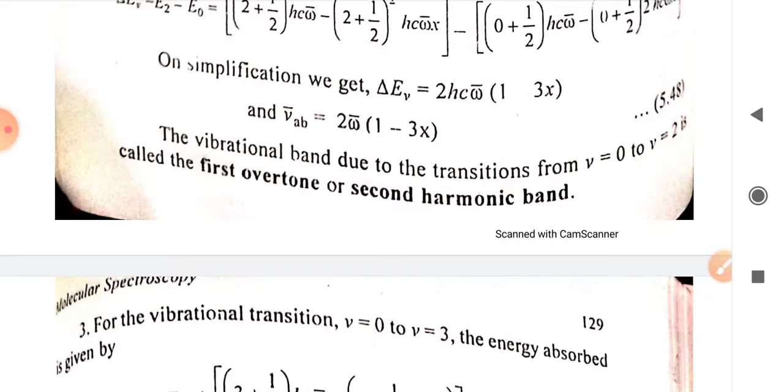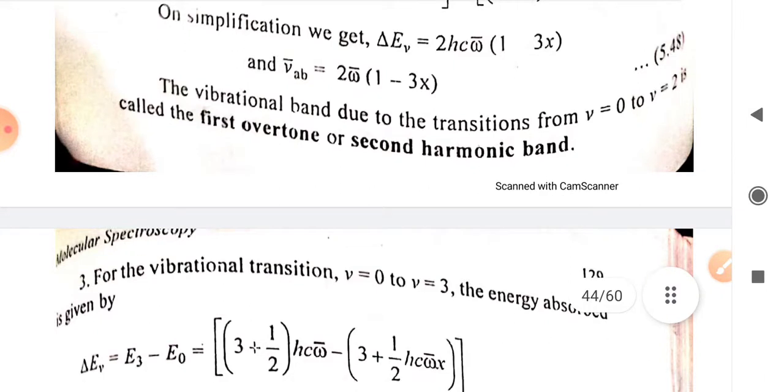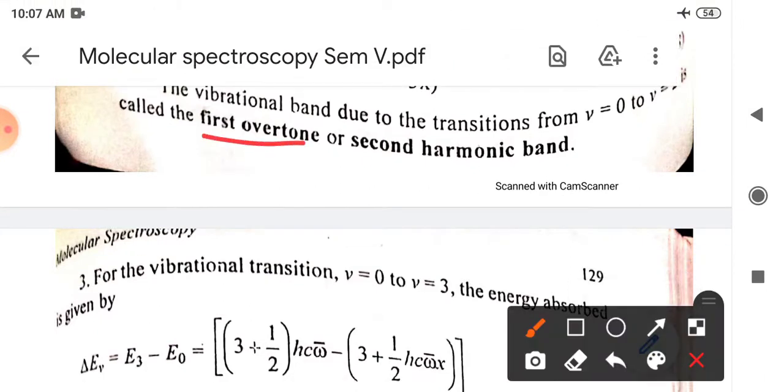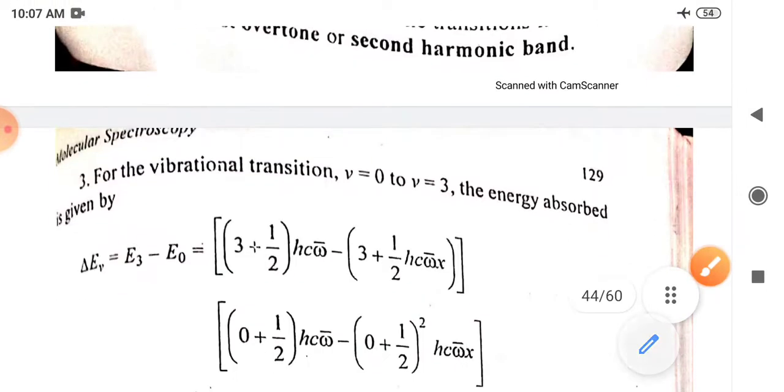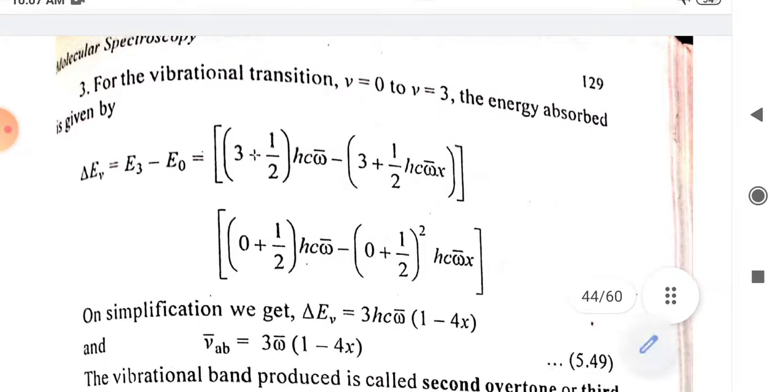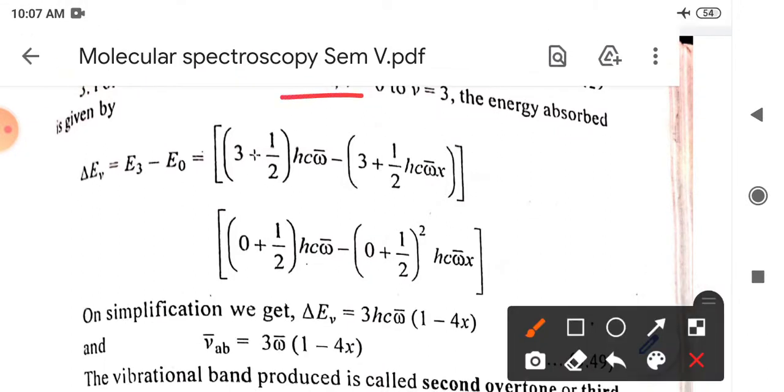Similarly, the vibrational band due to the transition from V equals 0 to V equals 2 is simply called the first overtone, or the second harmonic band. And similarly, if we solve for V equals 0 to 3, we simply need to put V1 equals 3, here also 3, here 0, and here 0.